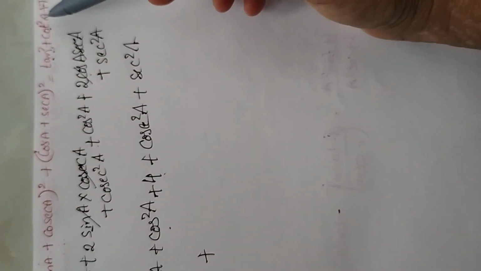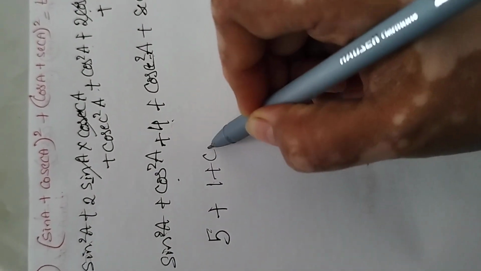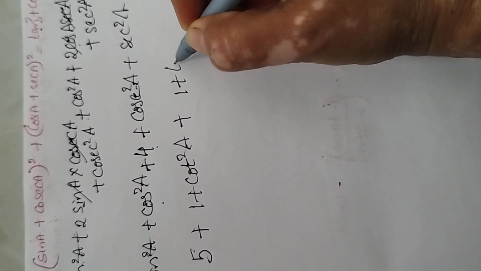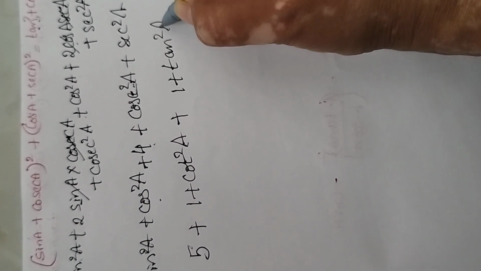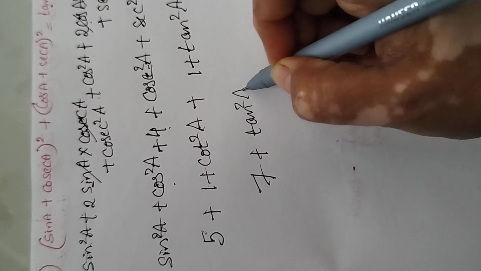So the answer, you observe, is in tan and cot. So convert cosecant square a to 1 plus cot square a, and secant square a to 1 plus tan square a. So 5 plus 1 means 7 plus tan square a plus cot square a.